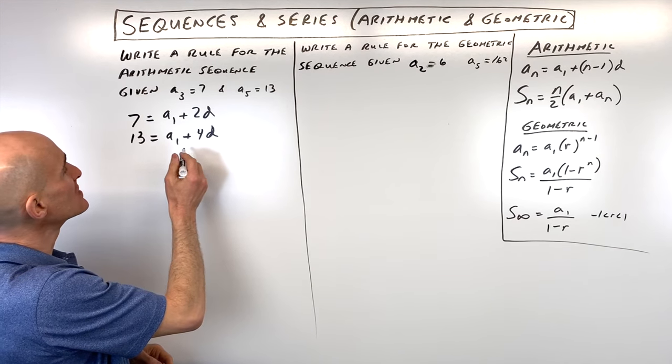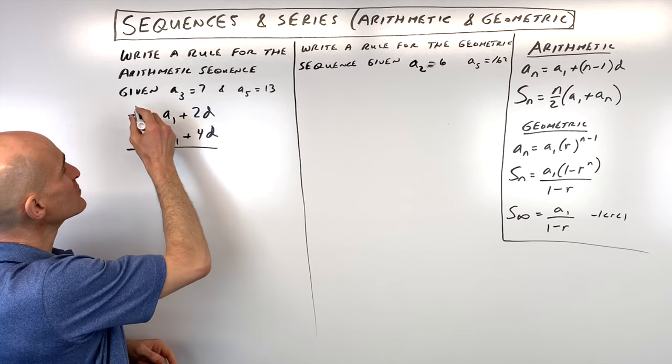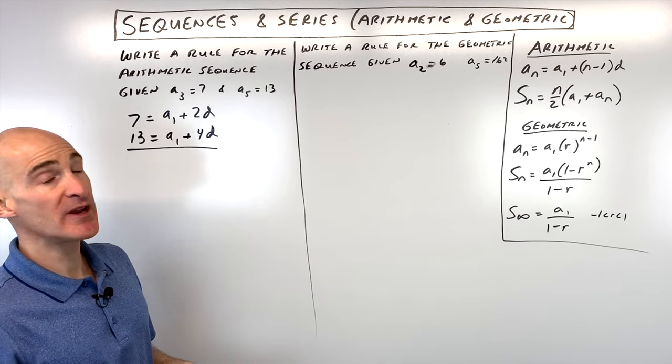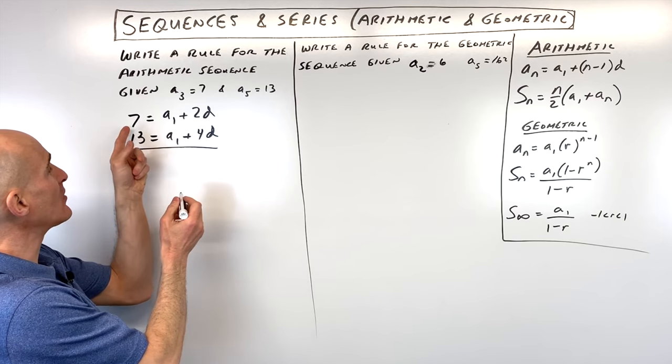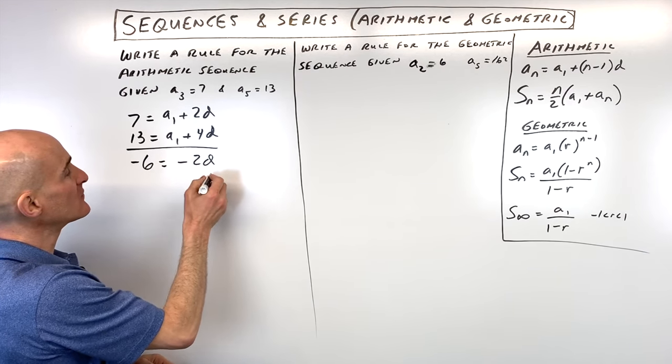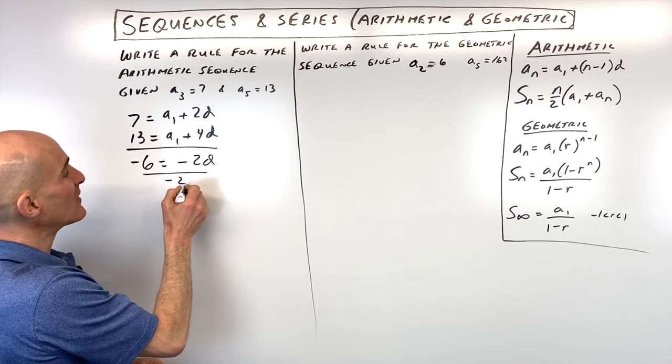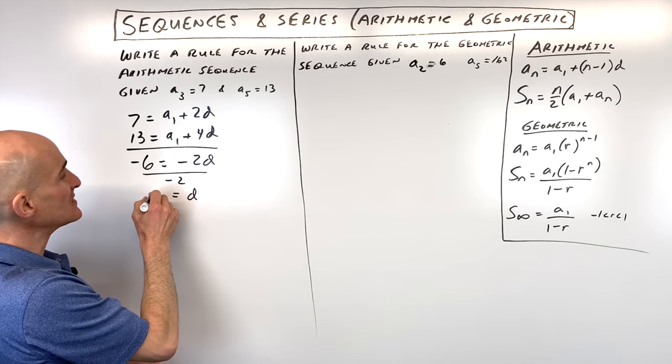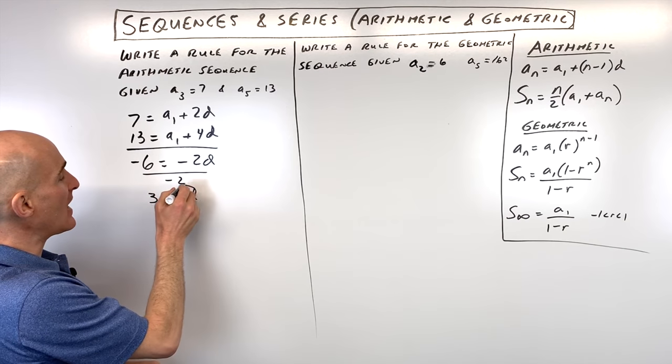So what we're going to do is let's go ahead and subtract these equations. We're going to use the elimination method. So the a1s would cancel out. 7 minus 13 is negative 6. 2d minus 4d is negative 2d. And if we divide both sides by negative 2, you can see that d is equal to positive 3.